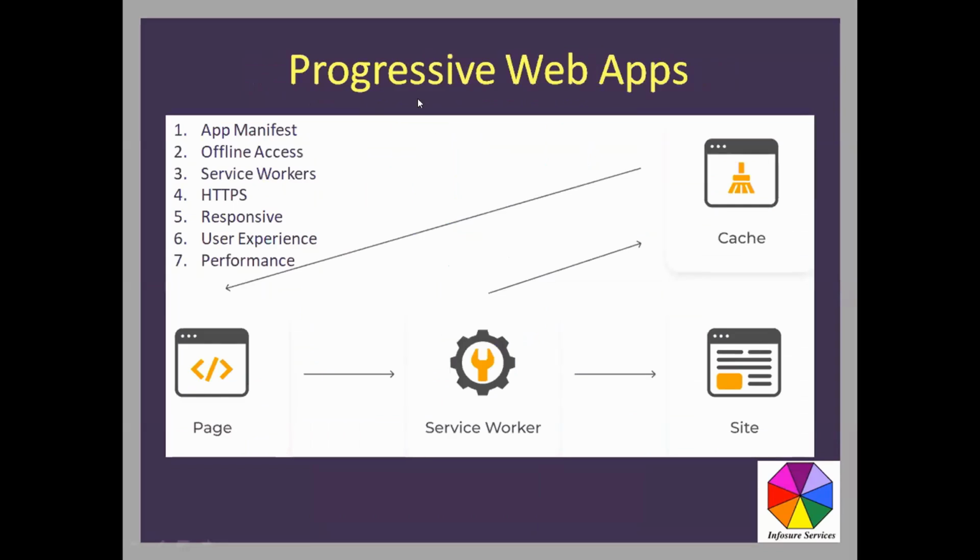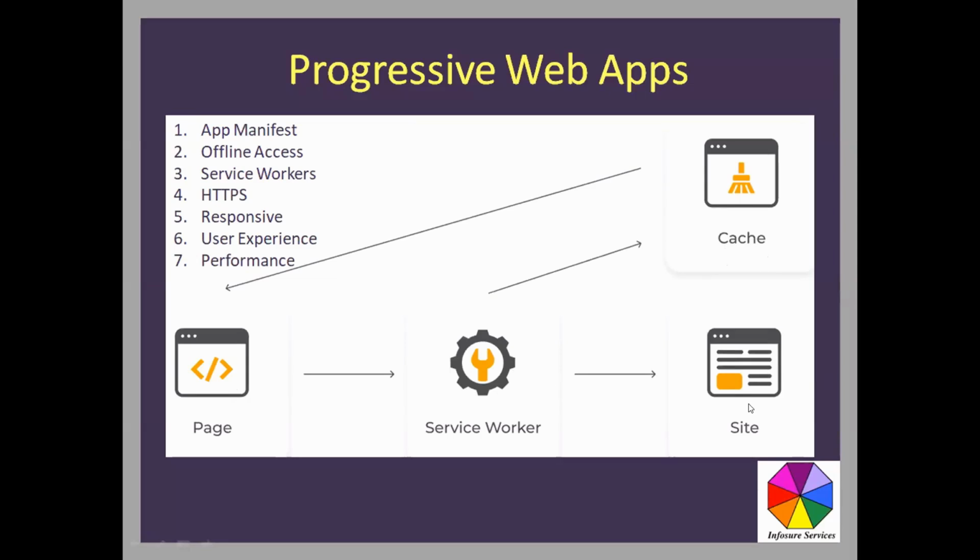And the last one is called progressive web apps. Progressive web apps means it's not just a client, which is a page, and a server. Between the page and the server, of course, there are several services. There's a service worker, and there is also a cache here. Cache is a temporary memory. So the page is connected to the cache, and the service worker can connect to one site or one or more sites.